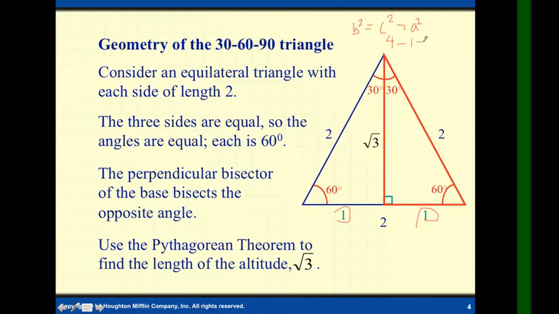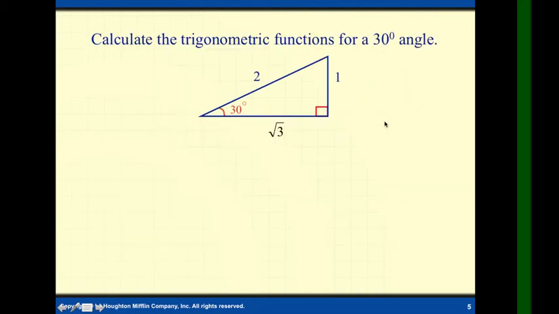And 4 minus 1 is 3. To cancel squared both sides. So, ika-cancel natin. Ayan. That is the square root of 3. Yun na yan. Okay? That's why the opposite of 60 degrees is the square root of 3, the opposite of 30 is 1, and the opposite of 90 degrees is 2, which is the hypotenuse for the 30, 60, 90 triangle. Now, calculate the trigonometric ratio for the 30 degrees angle.